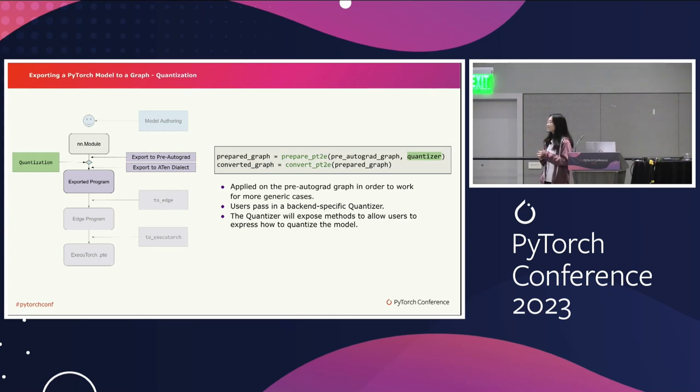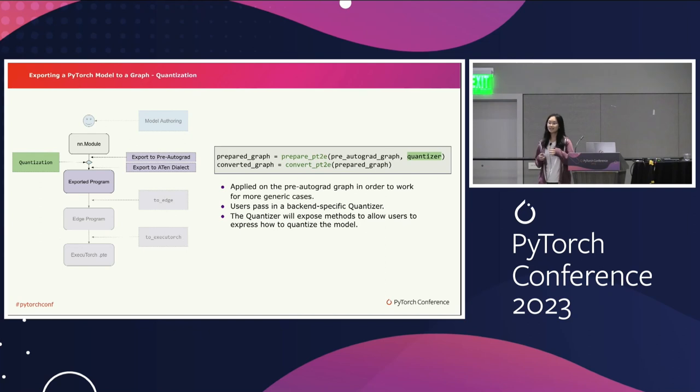So quantization actually runs on an intermediate stage of export because it needs to work on a higher level op set that is also safer for generic cases such as training. So the workflow is where we first export to pre-autograd, which is a layer safe for training, run quantization, and then lower to the ATen dialect that we mentioned before, and then pass it through the rest of the ExecuTorch pipeline. So the API looks something like prepare_pt2e, where users pass in a quantizer, and then convert_pt2e, and then pass it to the rest of the stack.